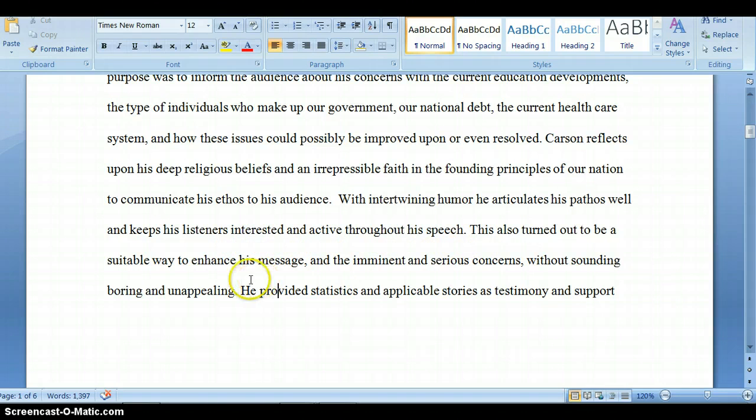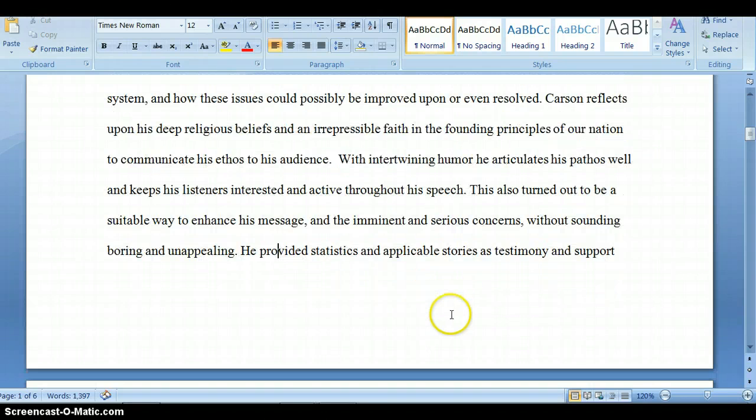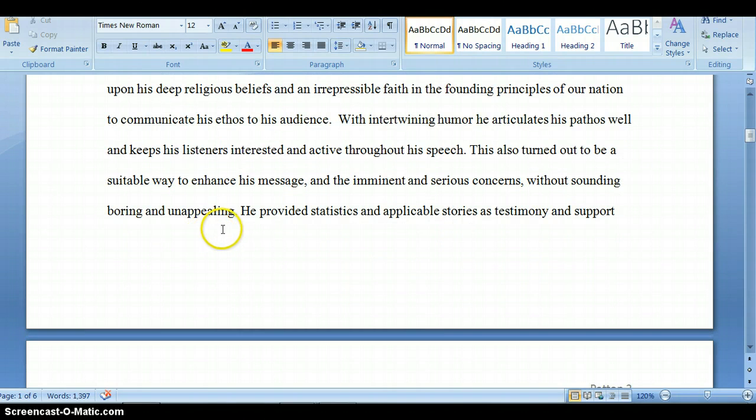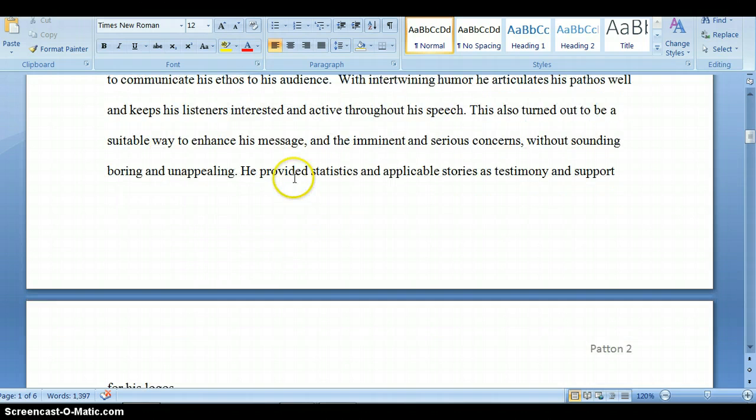This also, and I would change that to turns to keep in present tense with MLA, turns out to be a suitable way to enhance his message and the imminent and serious concerns without sounding boring and unappealing. So again, talking about his style, his approach. He provided, and we want to change that to an S.